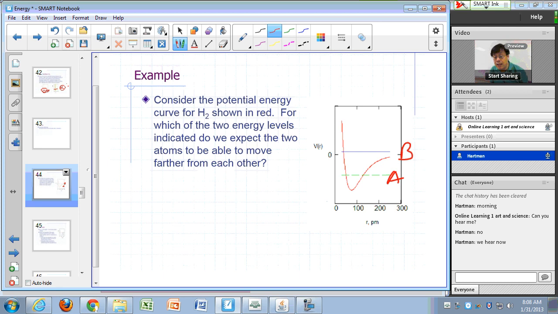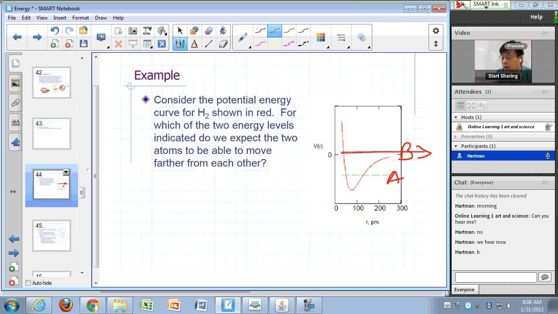In which of these cases will the hydrogen atoms be able to move farther from each other? When the total energy is at level A, or when the total energy is level B? Very good, at level B. In fact, at level B, they're not going to get stuck. They're just going to separate. They won't be able to form a bond.